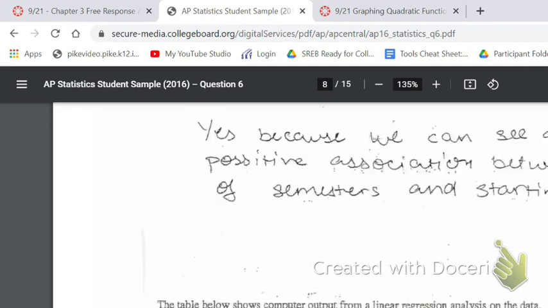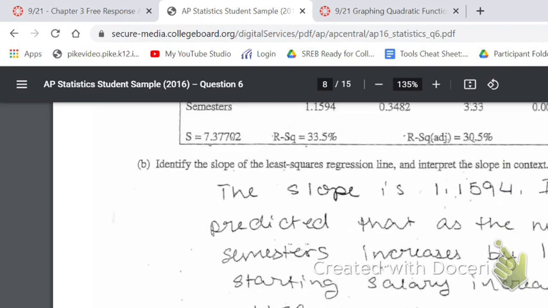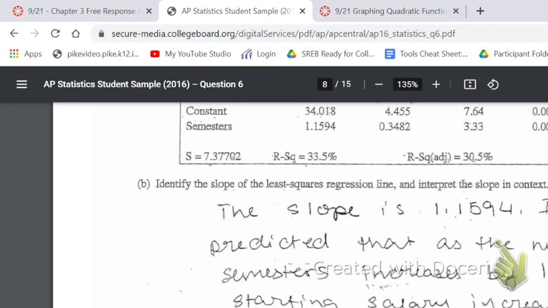Part B says the slope is 1.154. It's predicted that as the number of semesters increases by 1, the starting salary increases by, and then they change this, let's see, 1,159.40 euros. What do we think?